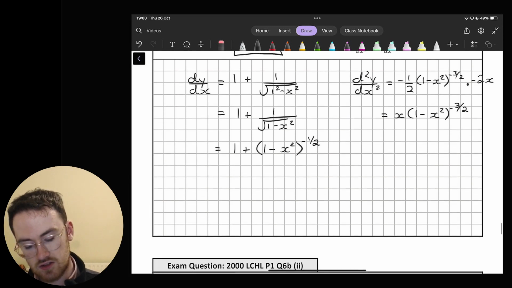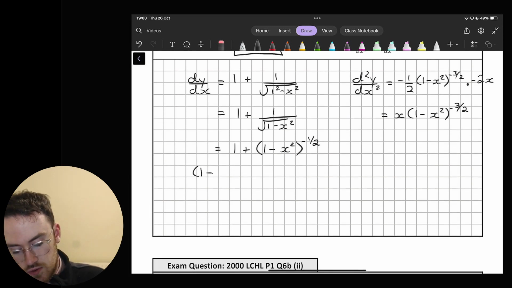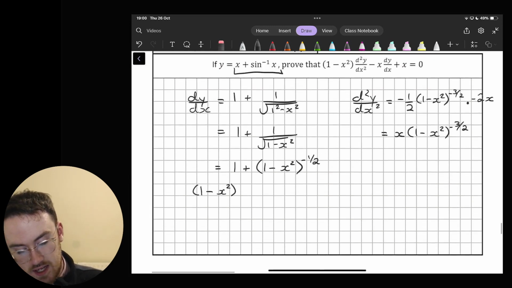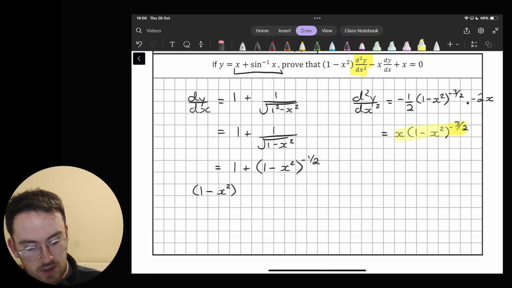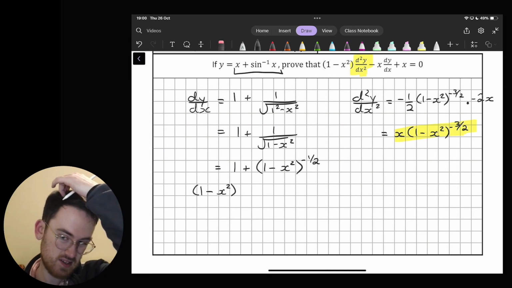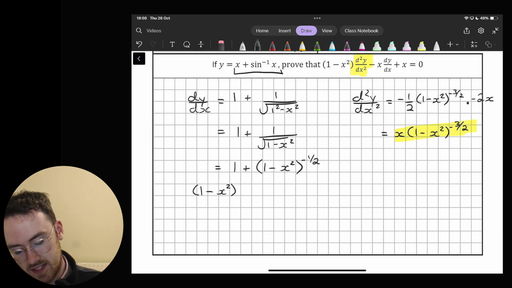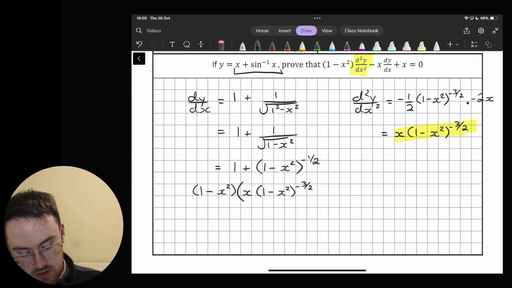So let's see now, does this differential expression hold? So it's 1 minus x squared times d2y/dx squared, my second derivative, which is this part that we have here. So let's fill that in. So I'm multiplying by x times (1 minus x squared) to the power of minus 3 over 2. So that's my second derivative.